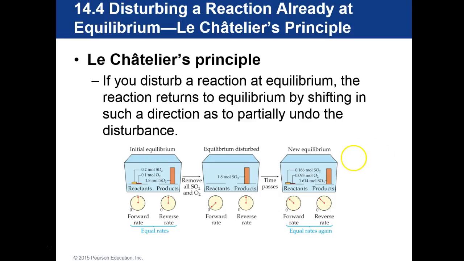Next is Le Chatelier's principle. Be familiar with this term. If you disturb a reaction at equilibrium, the reaction returns to equilibrium by shifting in such a direction as to partially undo the disturbance. So if the initial equilibrium has an equal forward and reverse rate, and we remove all of the SO2 and O2, which are part of the reaction here, the forward rate will become 0 and the reverse rate will become disturbed. The rates will become equal again as time passes.